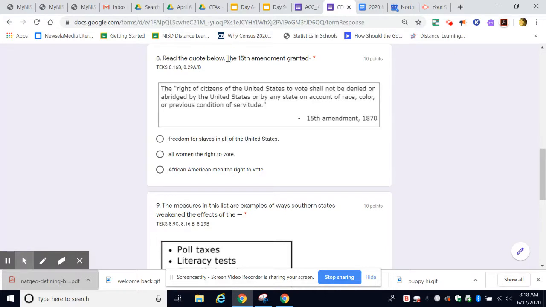So, the question, the 15th Amendment granted what? Freedom for slaves in all of the United States? All women the right to vote? African American men the right to vote? Please answer number 8 now.